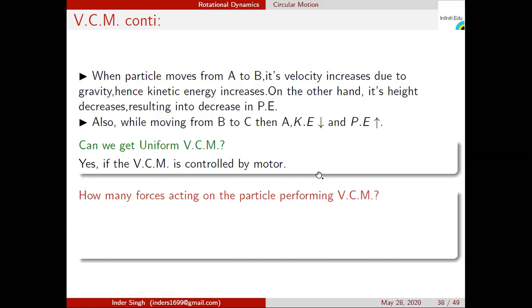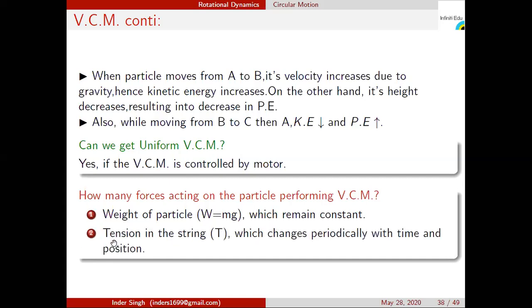So we are getting a uniform vertical circular motion in that case. So how many forces are acting on the particle performing vertical circular motion? There are two forces acting. The first is the weight of the particle, W equal to mg, which remains constant. And the second is the tension in the string, T, which is variable and changes periodically with time as well as position.